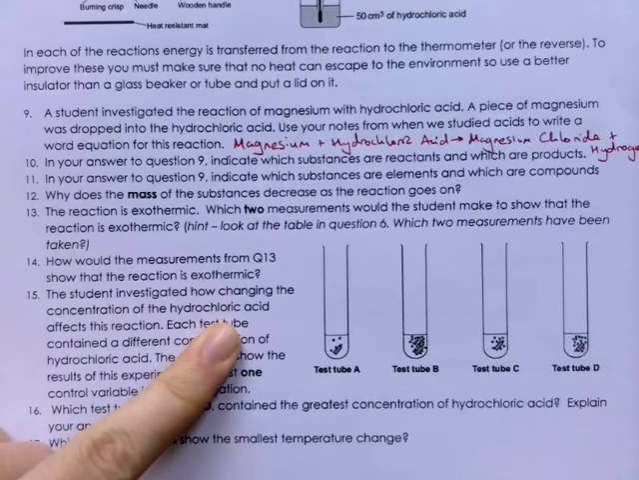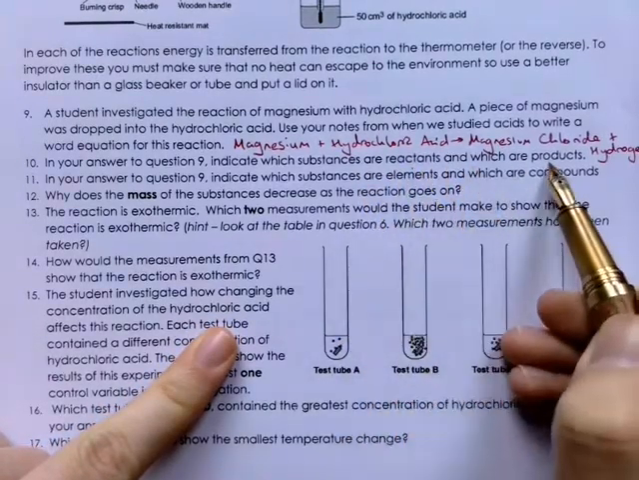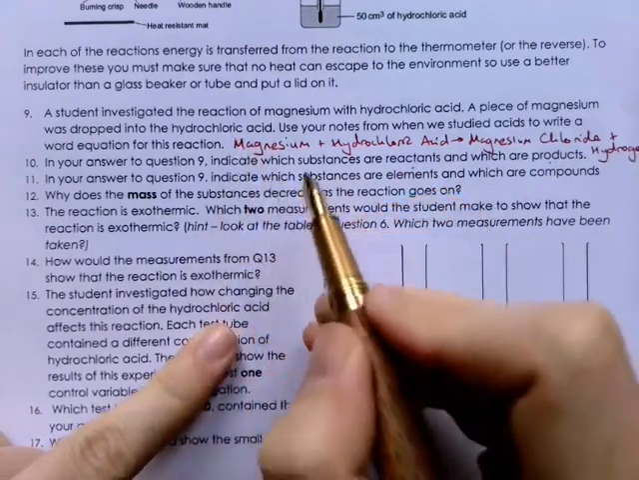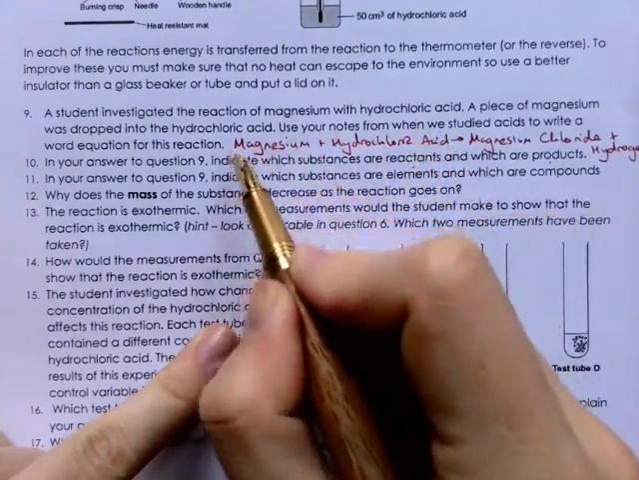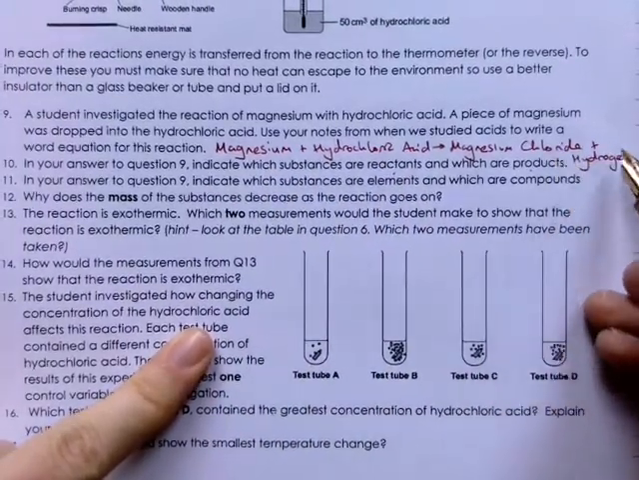And in your answer to question number 9, indicate which substances are reactants and products. So the reactants are these ones here on the left. These are the reactants. And the products are these ones on the right. These are the products here.